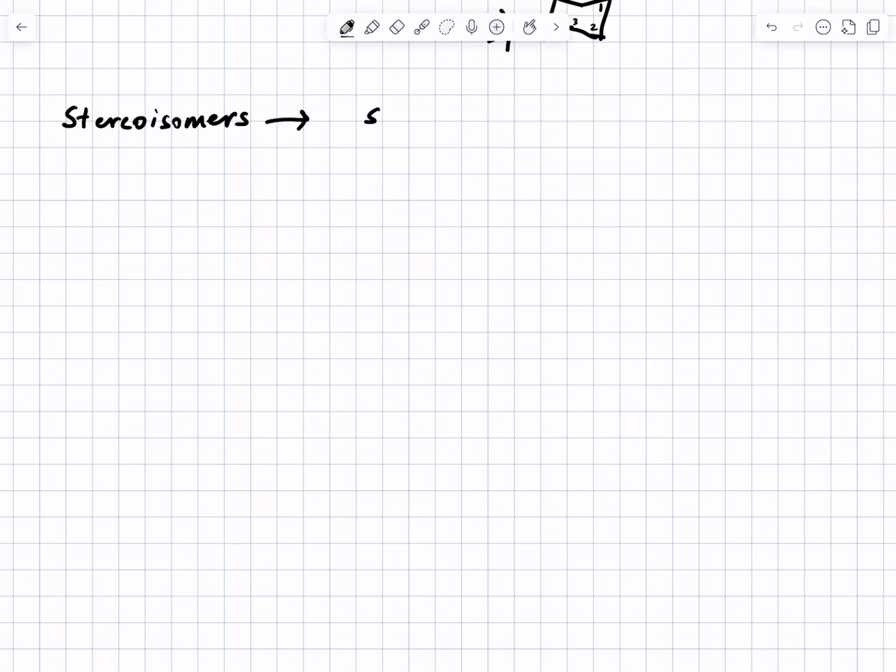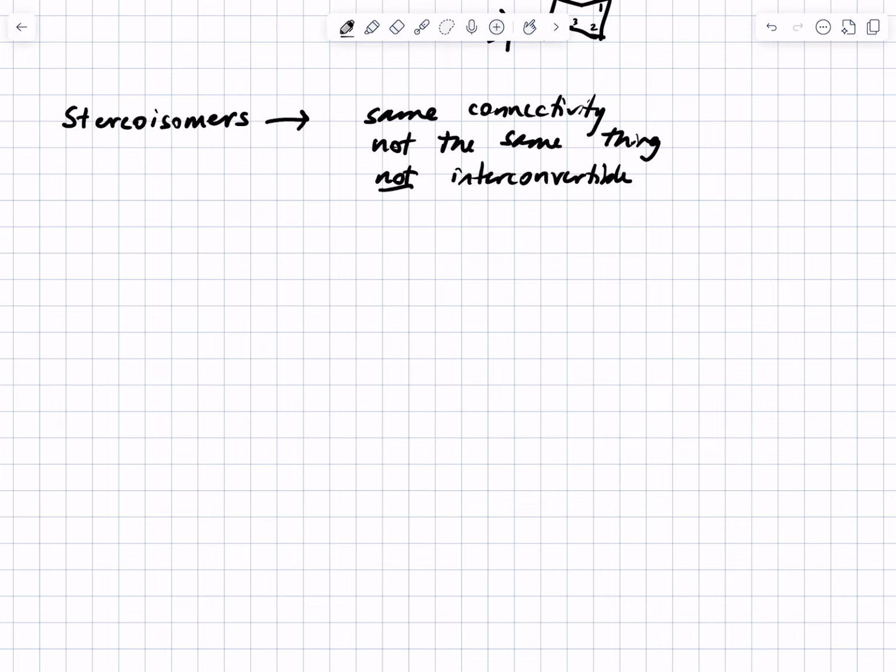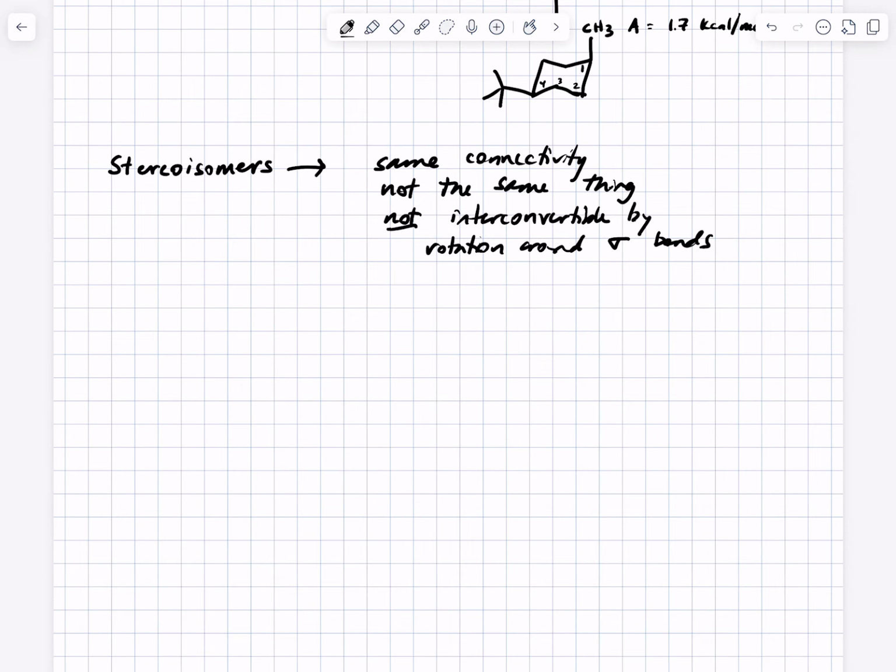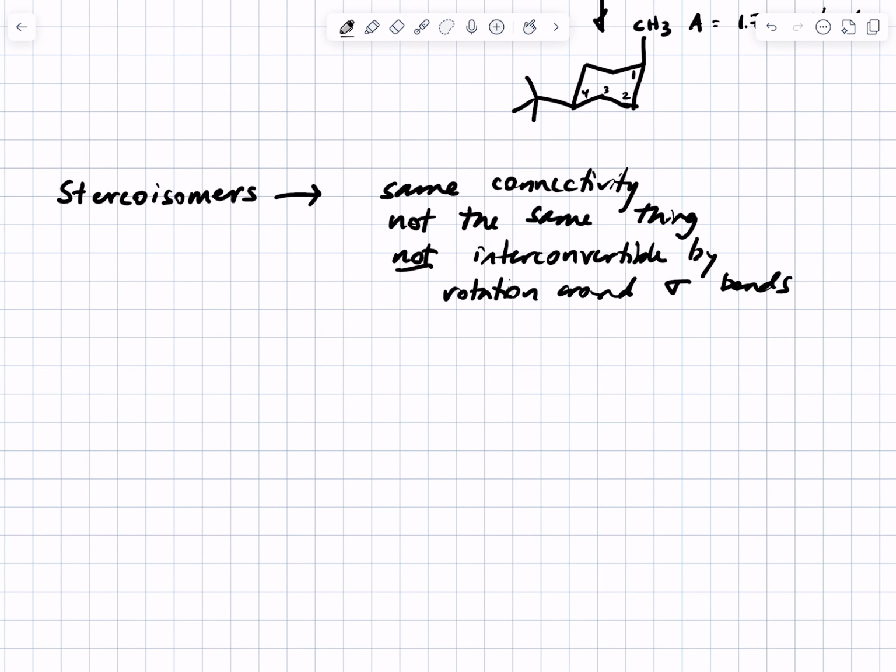So stereoisomers: same connectivity, not the same thing, not the same molecule, and importantly, not interconvertible by rotation around sigma bonds. So if you can interchange 2 things by chair flipping, they are the same molecule. All right? Now, there are 2 kinds of stereoisomers, and only 2.